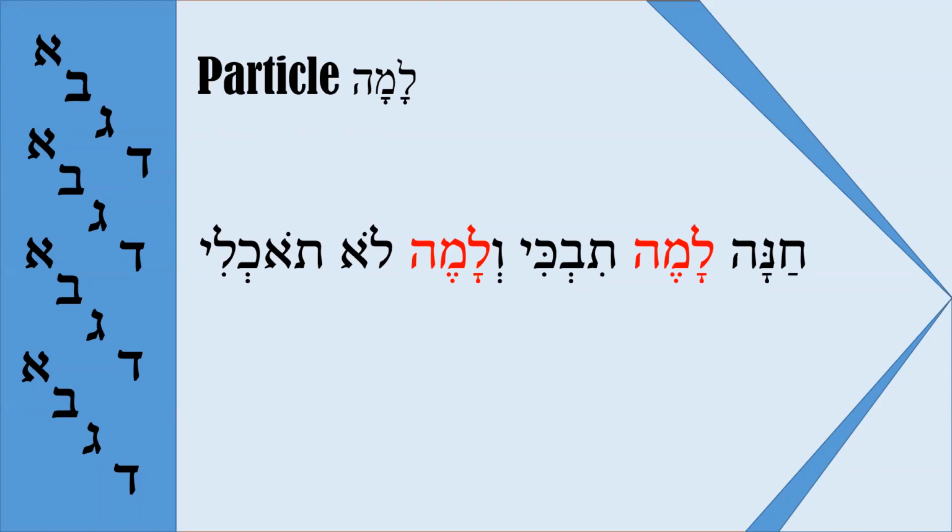And why? Do you see this i is the same? Let's try to understand the root. Tokhli, do you know akhal? Akhal is to eat.